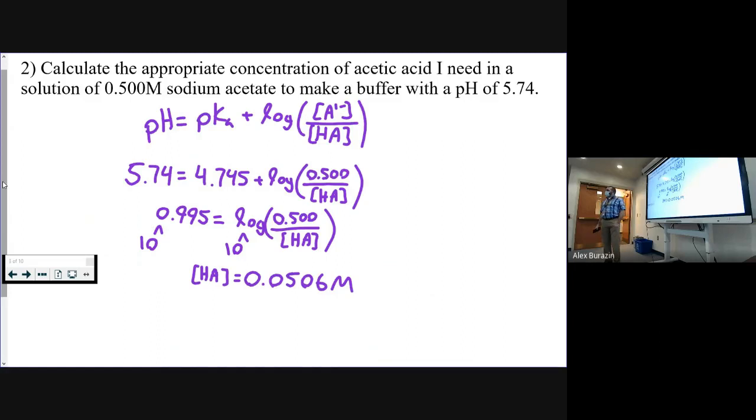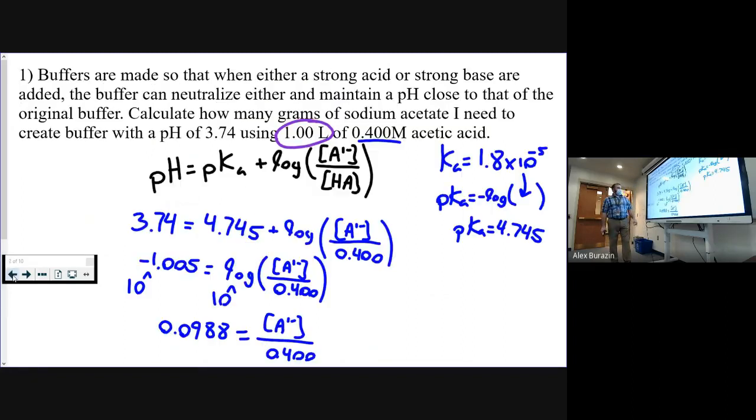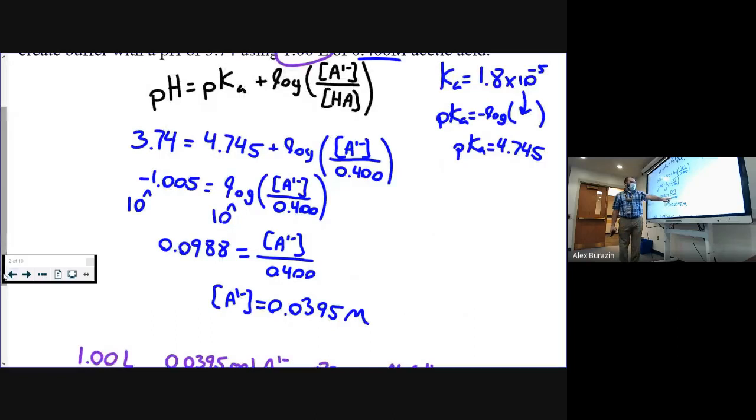Now, a couple things of note. I have 0.5 molar conjugate base. I have 0.05 molar acid. I have 0.4 molar acid in this buffer and 0.04 molar base. What's the ratio of acid to base or base to acid in these two buffers? It's 1 to 10, 10 to 1, depending upon which one we're looking at and how we're describing it, right? So it's a 10-to-1 ratio or a 1-to-10 ratio. Okay, keep that in mind.